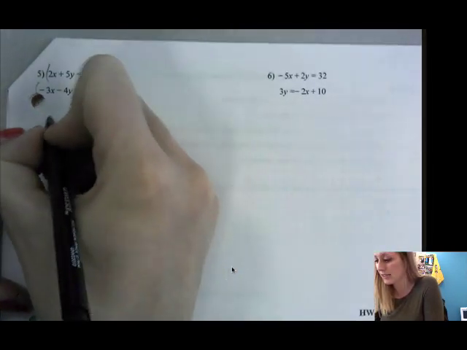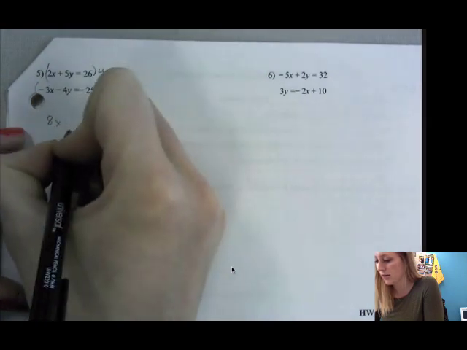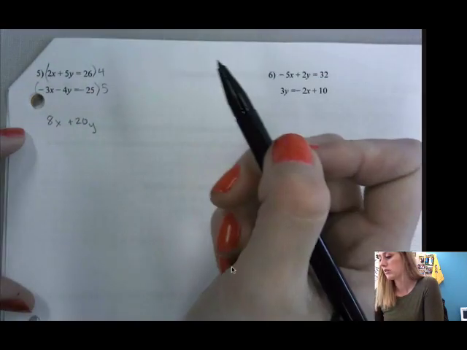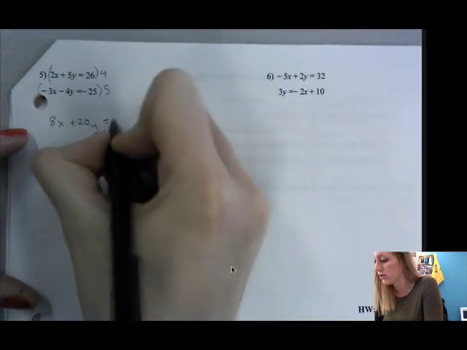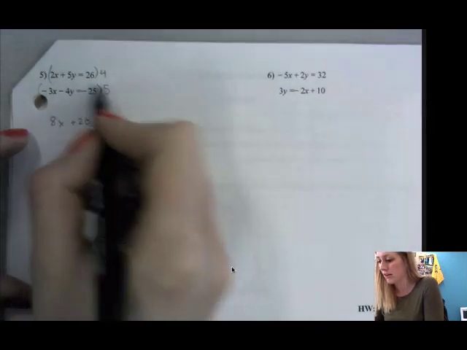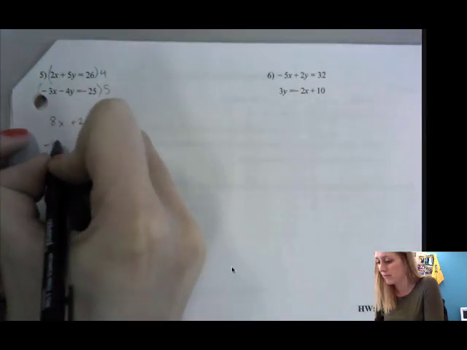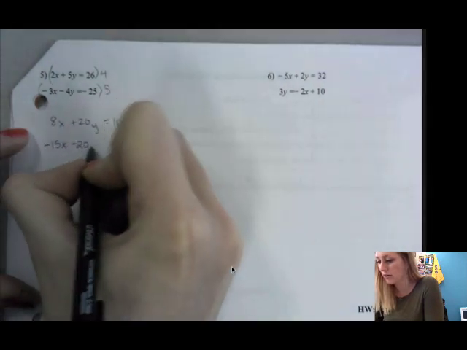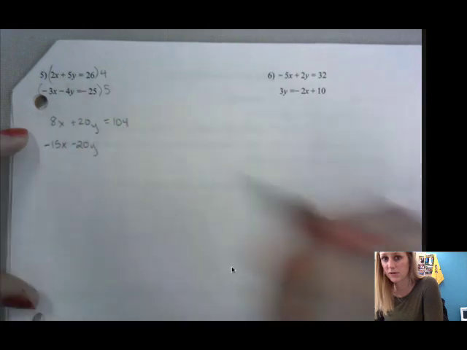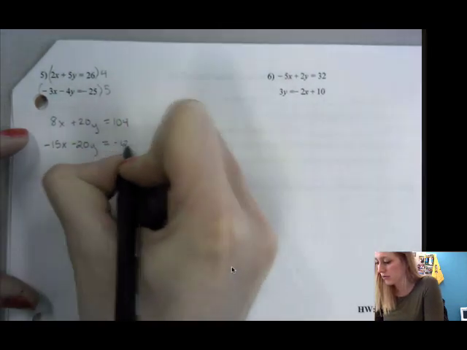Multiplying everything. So 4 times 2x is 8x. 4 times 5y is 20y. That's the one we're going for. And 4 times 26 is 104. Okay. 5 times everything now in the bottom here. So I've got negative 15x. 5 times negative 4y is negative 20y. So there we go. We got our opposite coefficients. And 5 times negative 25 is negative 125.